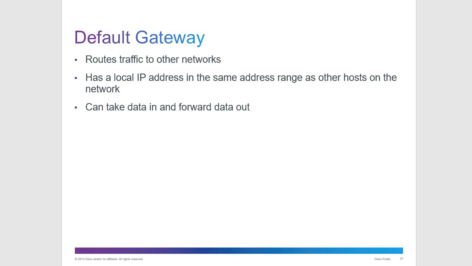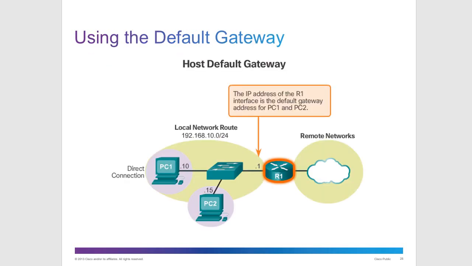Default gateway is, well, your router, your portal off of your network is your default gateway. So that's always going to be the IP address of the router on your network. It has a local IP address within the same range as the other hosts on your network, and it can take the data and forward it out. Therefore, your gateway is the gatekeeper. You need to use it to get off the network.